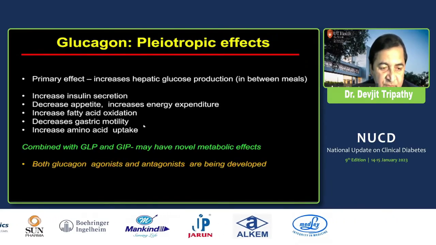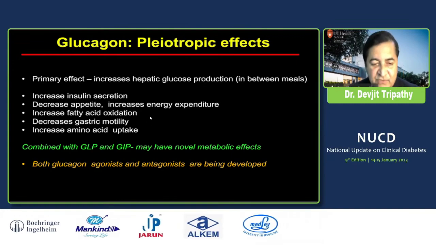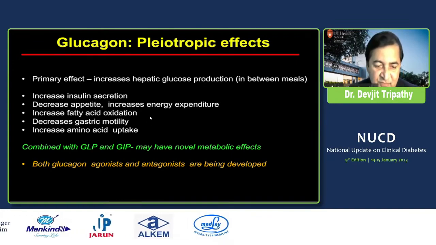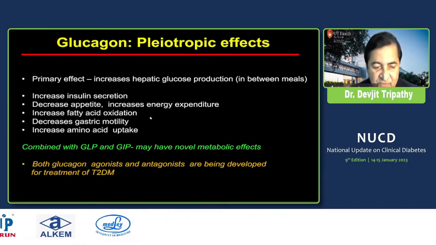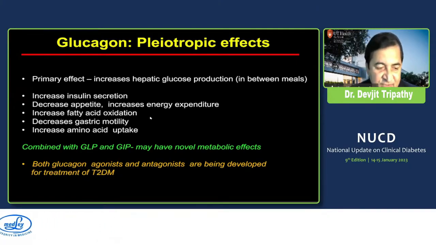And of note, both glucagon antagonists and agonists are being developed for treatment of type 2 diabetes. In fact, we did a study on glucagon antagonists, but that drug is no longer being developed because it has some hepatic side effects. But other glucagon antagonists are being tried also.